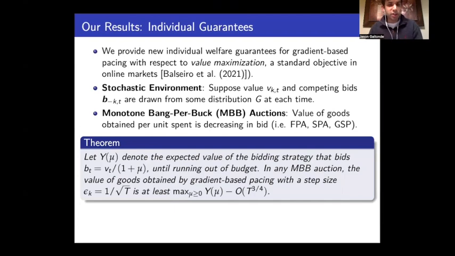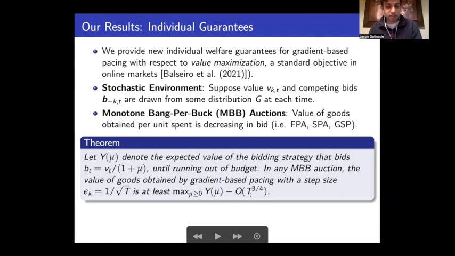And so our main theorem for individual guarantees is the following. Let capital Y of mu denote the expected value of the bidding strategy that just bids using mu as the pacing multiplier. So at each given time, pretend that your bid is just your value divided by 1 plus mu, until you run out of your budget. What we show is that for any MBB auction, the value of the goods obtained by this gradient-based pacing strategy with a step size of order 1 over root T is going to be at least the best of this Y of mu over any multiplier mu, up to some no-regret term, which is T to the 3/4.